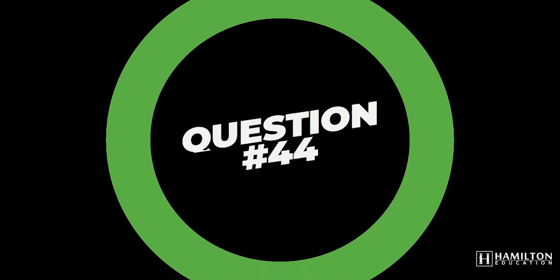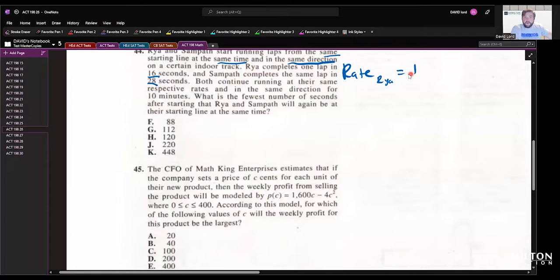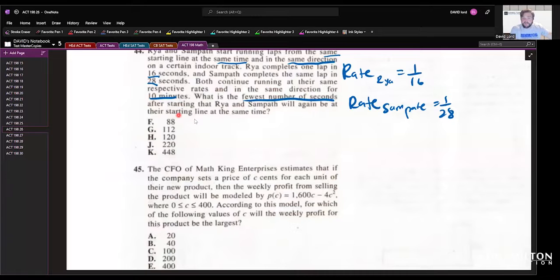Question number 44. Raya and Sampath start running laps from the same starting line at the same time in the same direction on a certain indoor track. Raya completes one lap in 16 seconds, and Sampath completes the same lap in 28 seconds. So that tells me the rate for Raya is 1 every 16, and the rate for Sampath is 1 out of 28. Okay? Both continue running at the same respective rates in the same direction for 10 minutes. What is the fewest number of seconds after starting that Raya and Sampath will again be at the same starting line at the same time?